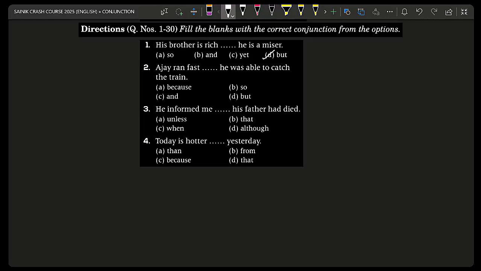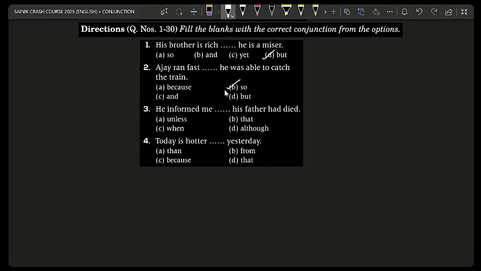And read the second question. Ajay ran fast, dash he was able to catch the train. So he was able to catch the train. Third one. He informed me, dash his father had died.